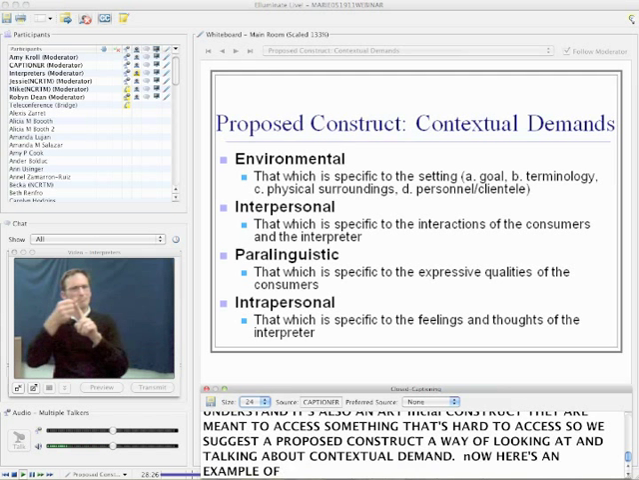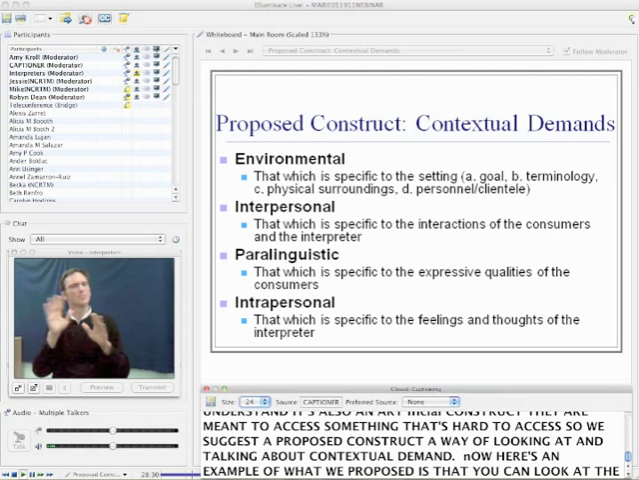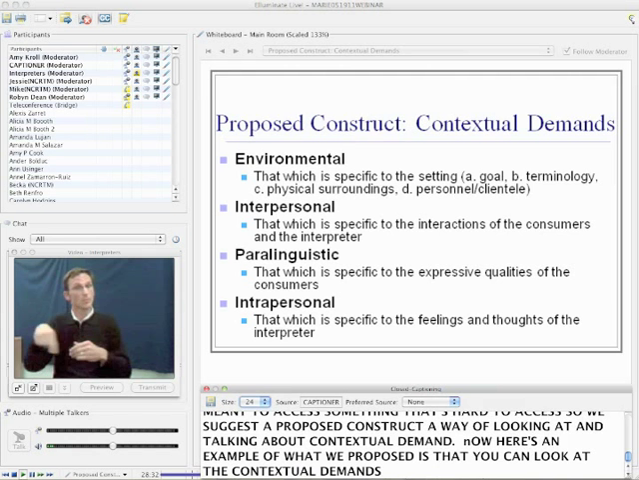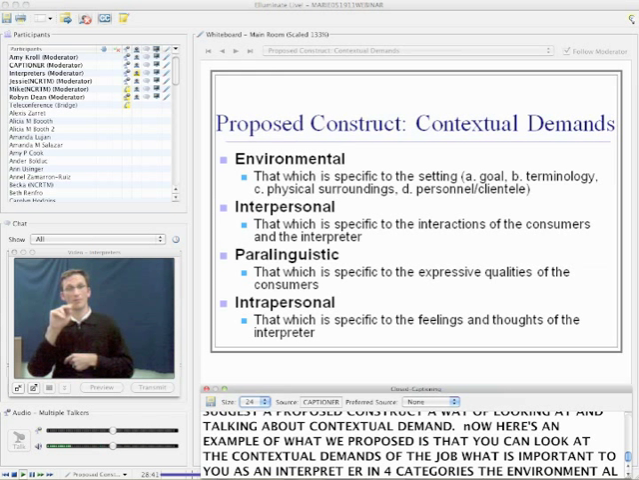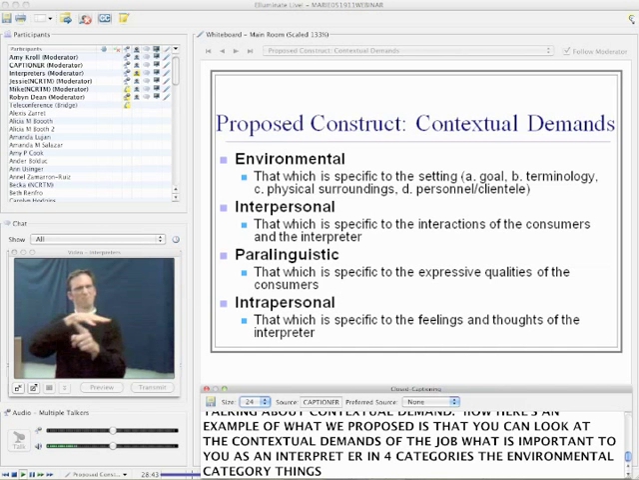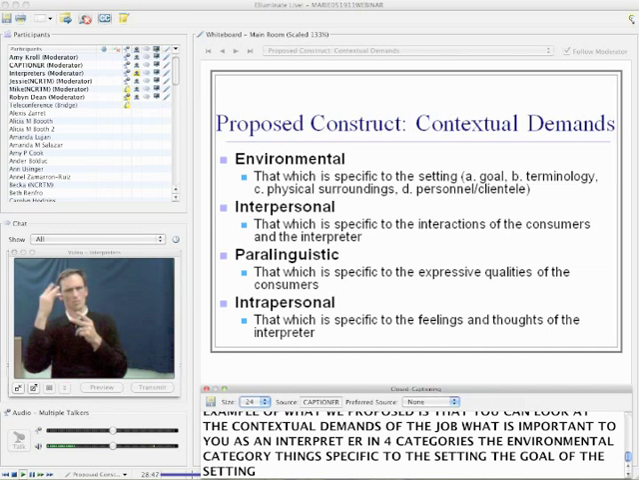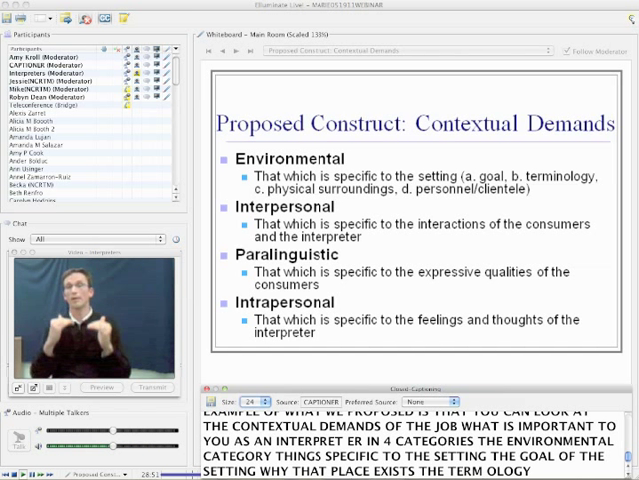So what we've proposed is that you can look at the contextual demands of a job, what is important to you as an interpreter, in 4 categories. The environmental category, things that are specific to the setting. The goal of the setting, why that place exists. The terminology associated with that setting, physical surroundings, and who's there.